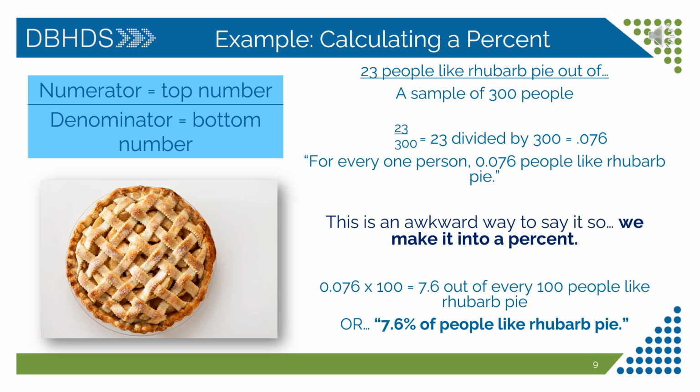So we want to make it into a percent, and we simply do that by multiplying it times 100. This essentially multiplies the whole equation by 100 and gives you the result that 7.6 out of every 100 people like rhubarb pie, or more commonly stated, 7.6% of people like rhubarb pie. There's our percentage.